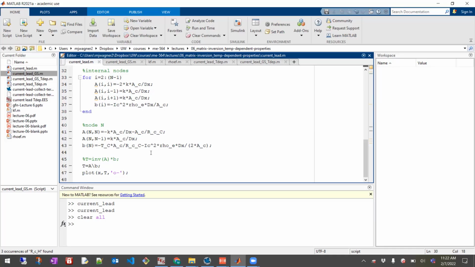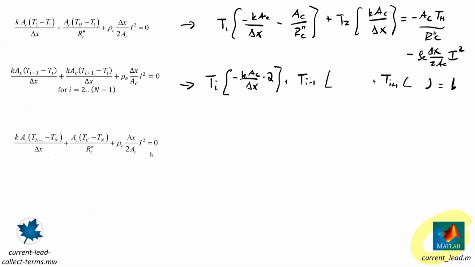Okay, last thing is, how do we actually solve this equation? So if you look back here, how do we actually solve an equation like this? Let's say our equation is A.